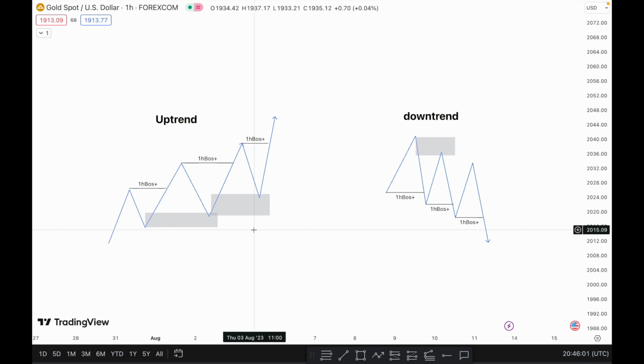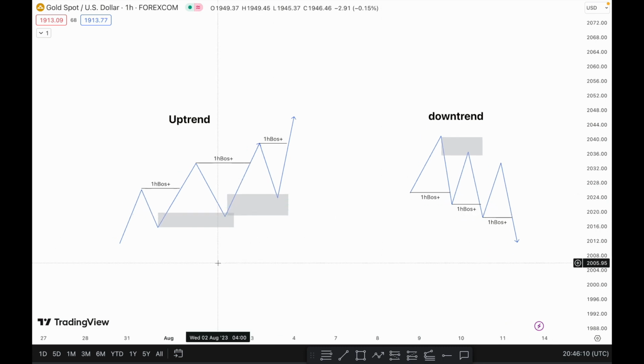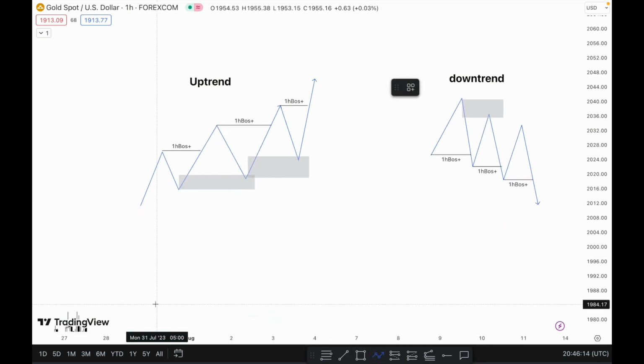No, we have losses too, but this is the idea of the strategy. This is what you're looking for. So even through all of the nonsense, this is what you're looking for. So now on a lower time frame, an uptrend can look like this. It can look like this.